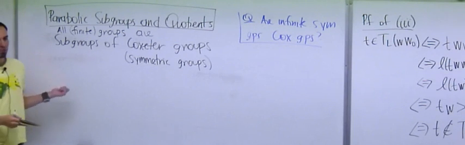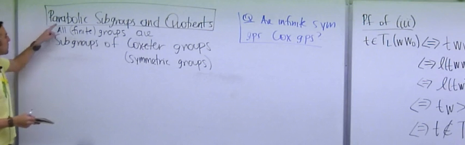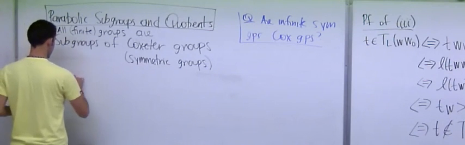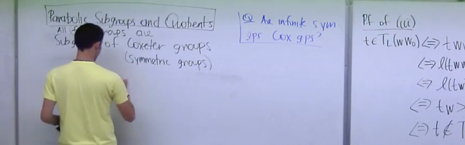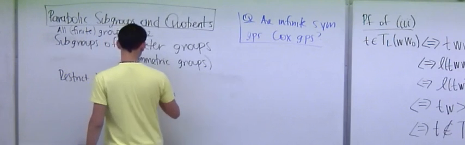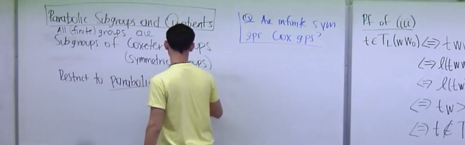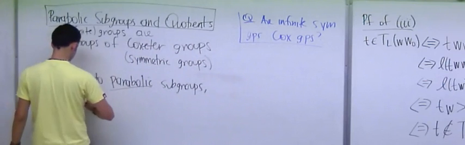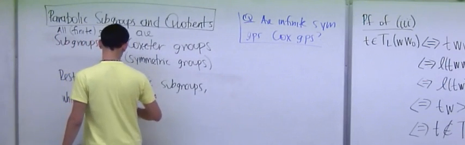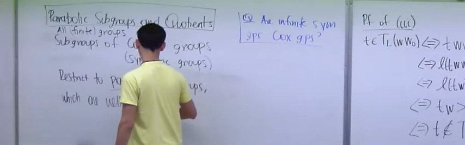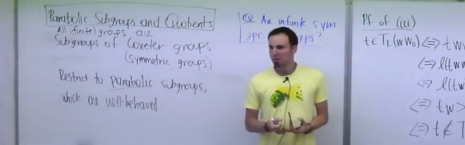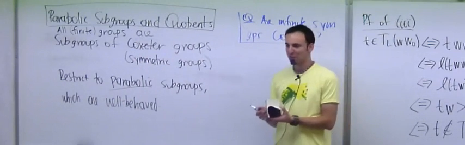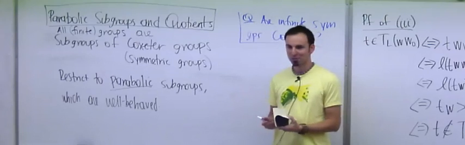And so we're going to restrict our attention to subgroups that are called parabolic. And that's a nice family that behaves very well. So we restrict to parabolic subgroups, which are much better behaved. If you're a little bit worried that everybody has heard the word parabolic except for you, that's not true. The word parabolic subgroups is specific to Coxeter group theory, and there's no reason that you should have heard it before.